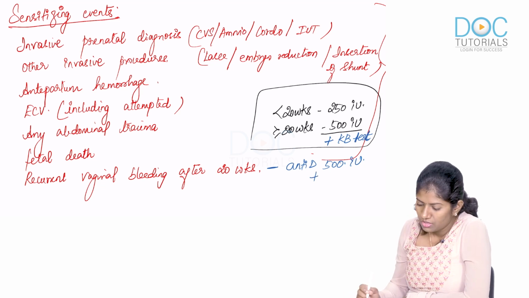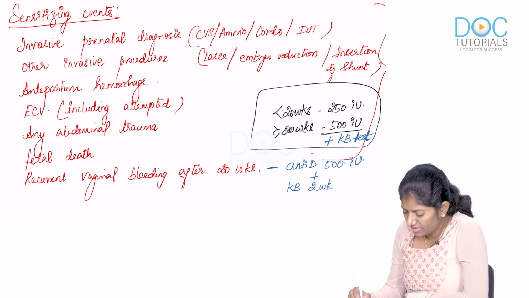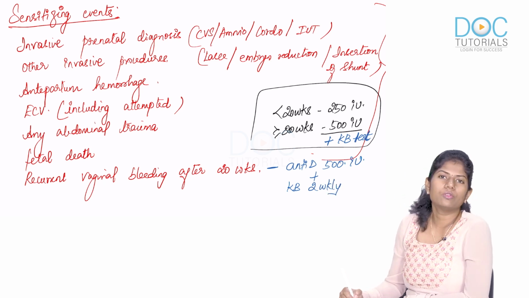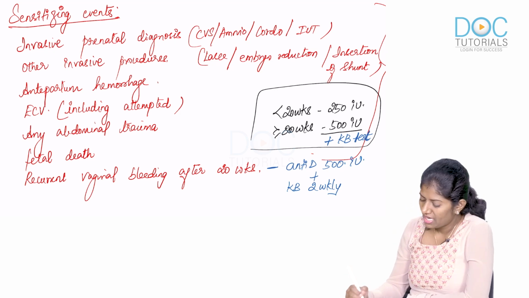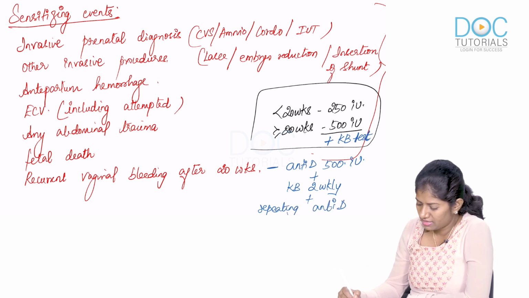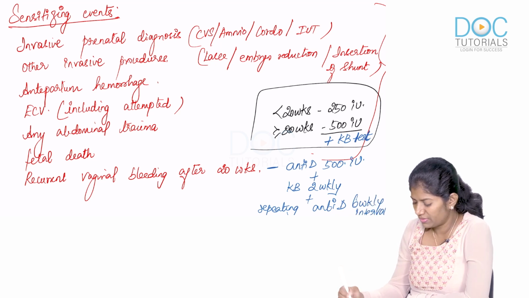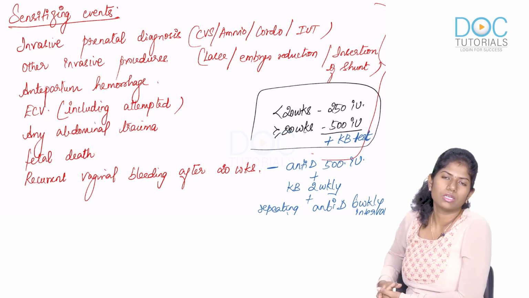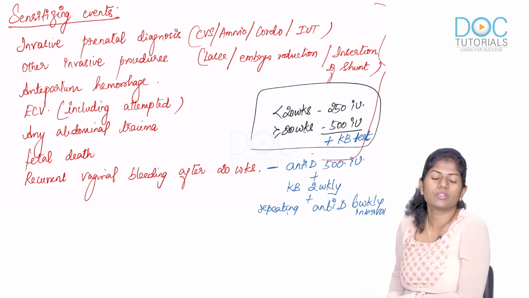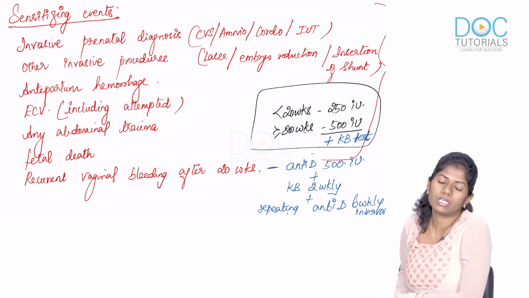Apart from this, you will also be doing a KB test at 2 weekly intervals. Okay, you will also be doing KB test 2 weekly, and you will also be repeating anti-D 6 weekly. Okay, repeat anti-D at 6 weekly intervals. So this is all about how to manage sensitizing events. Depending on the gestational age, you will give either 250 or 500, and depending on whether the bleeding is continuous or not, you will be deciding on the repeat doses.